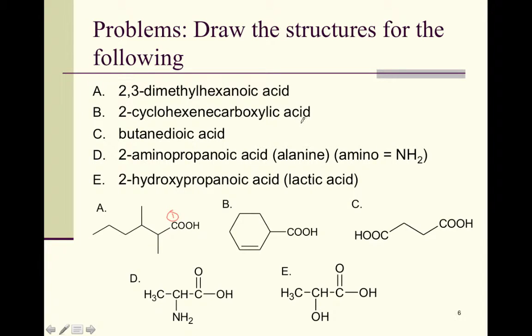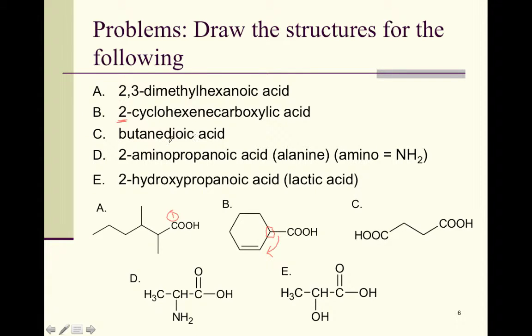2-cyclohexene carboxylic acid. Cyclo, so that means I'm going to have a ring of 6, and my carboxylic acid is carbon number 1. When I draw the structure, I have the choice of either going clockwise or counterclockwise, and my double bond needs to start on carbon number 2. In this case, I've drawn it clockwise. Here's carbon number 2, and it ends on 3.